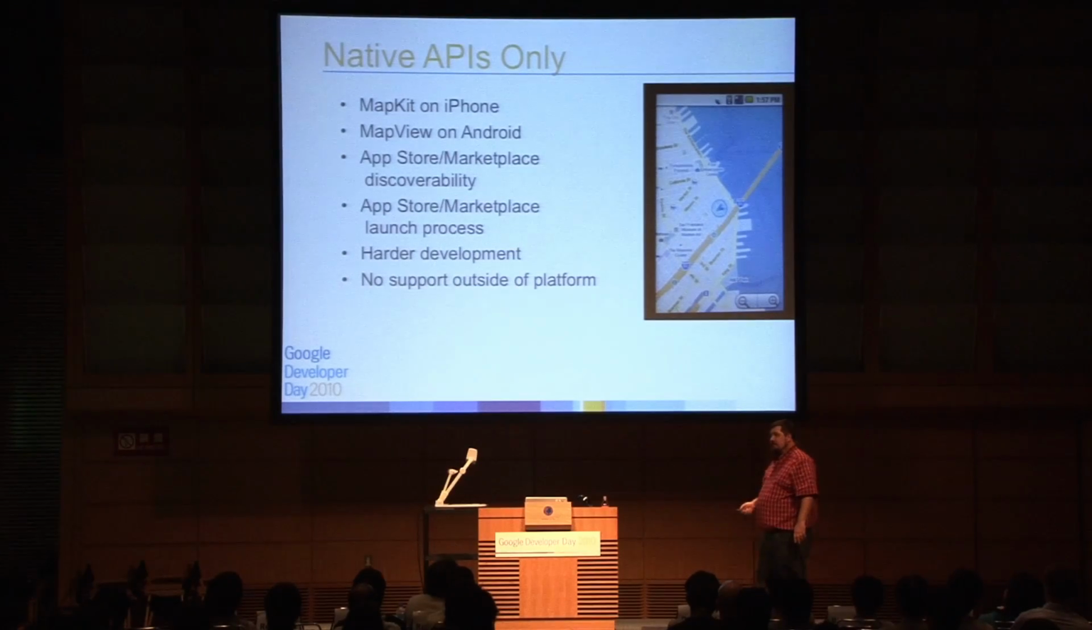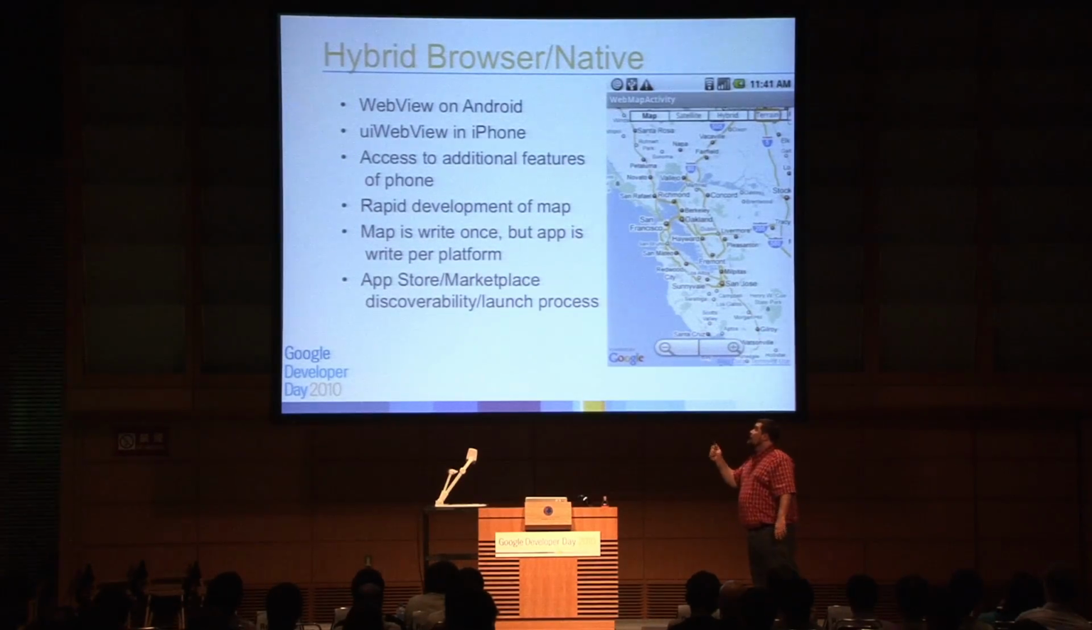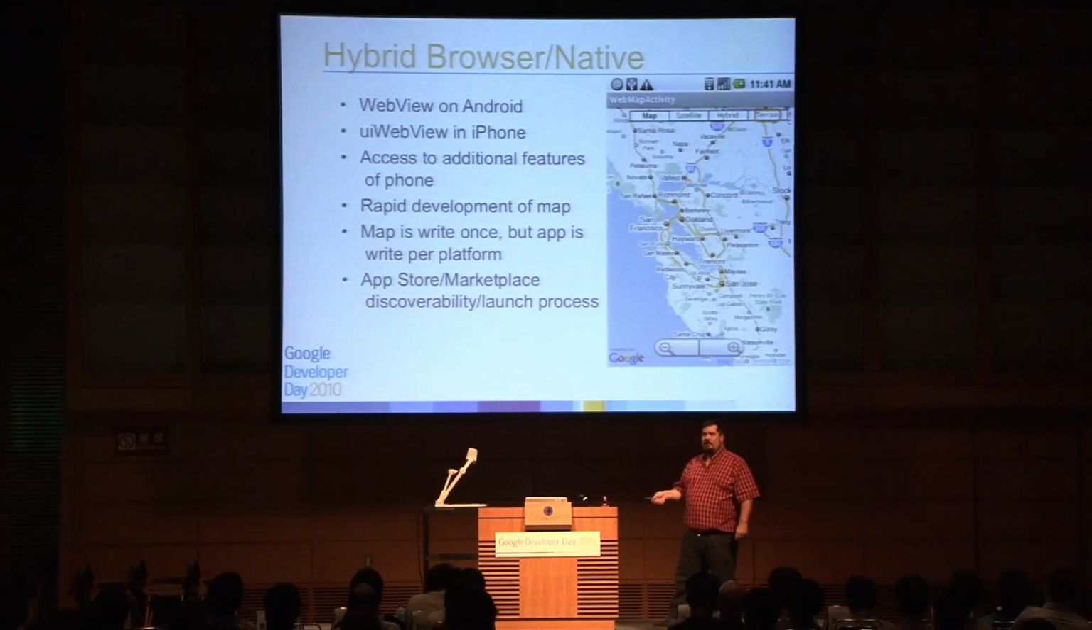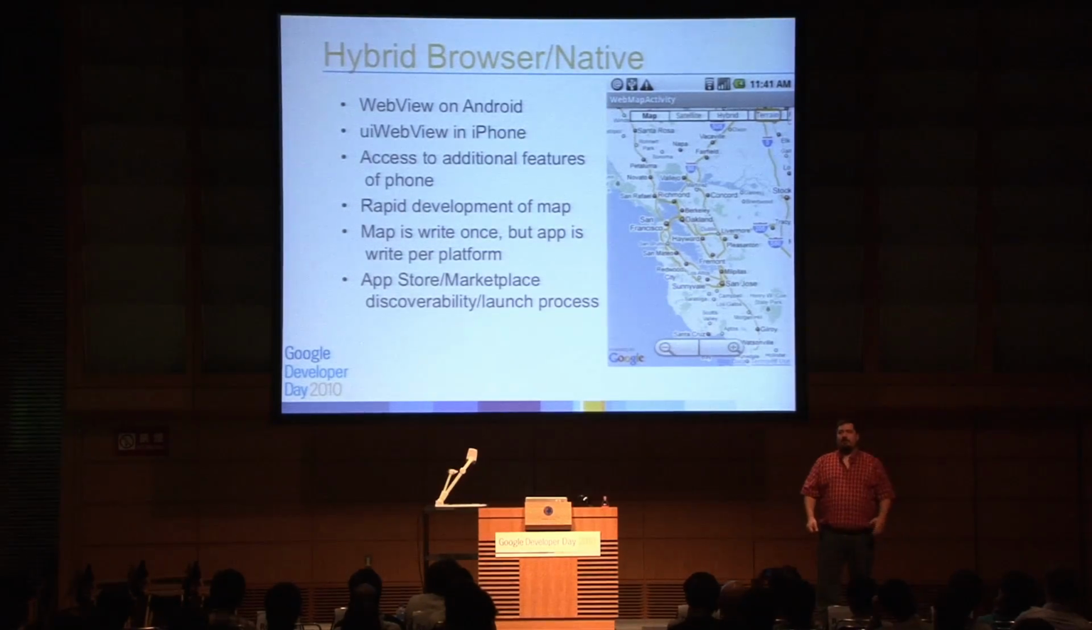So these are good options if you're just developing for one platform, but if you're developing for multiple, then you probably want to use a different approach. So then hybrid browsers, browser native. The advantage of this approach, as I mentioned before, is that you can create your map once and use it on any platform. But you can also integrate it with native functions in your native SDK. So you can integrate it with your Android and iPhone applications.